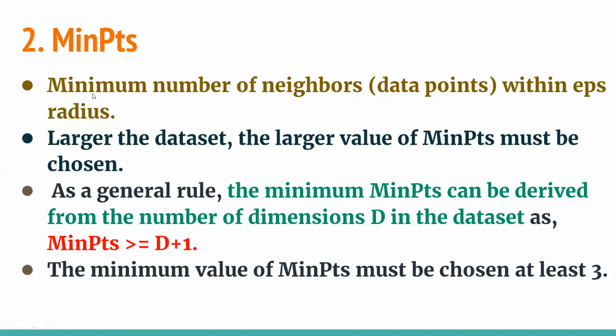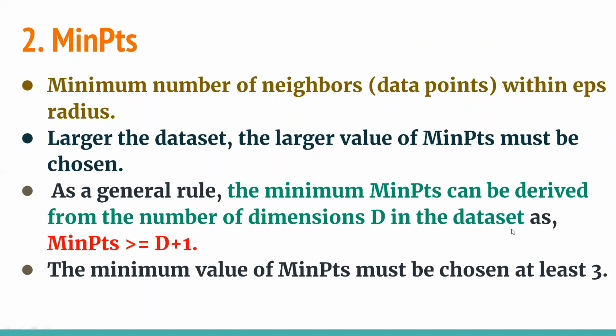The number of neighbors depends on the number of attributes in a given data set. Let us suppose if you have taken the weather data set, it has 4 attributes, right? Likewise, based on the attributes or dimensions within the data set, min points will be calculated. Let us suppose D is the dimensions. Then the min points value should be greater than or equal to D plus 1.